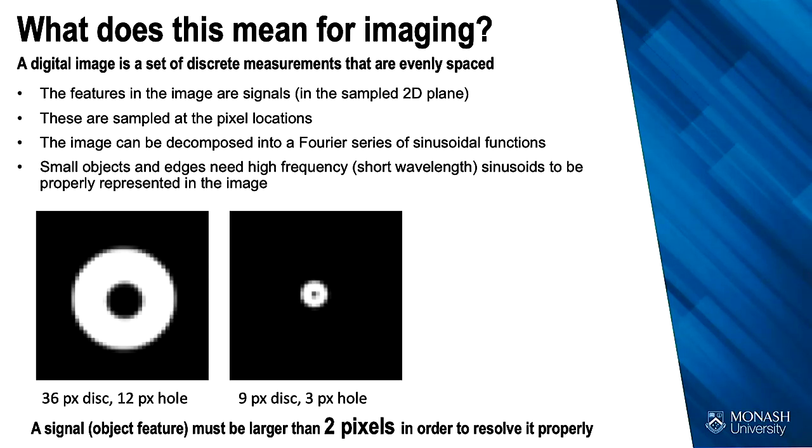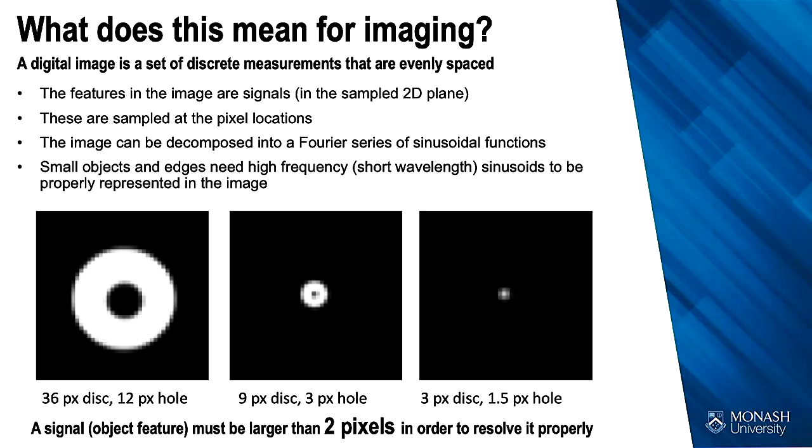But if I then make it even smaller, now I've got a 3-pixel disk. I can see that, but I can't see the hole anymore. It's smaller than a pixel. Well, it's smaller than 2 pixels, so I can't see it anymore. It's below my sensor resolution. And that sets a lower limit on what you can see in your image with a digital image. Okay, does that make sense? So the take home basically is that you need small pixels, and you need 2 pixels across any object to resolve it.